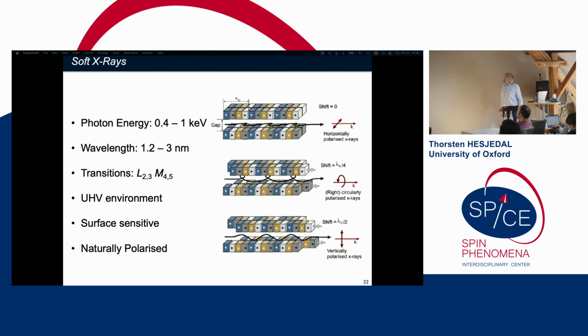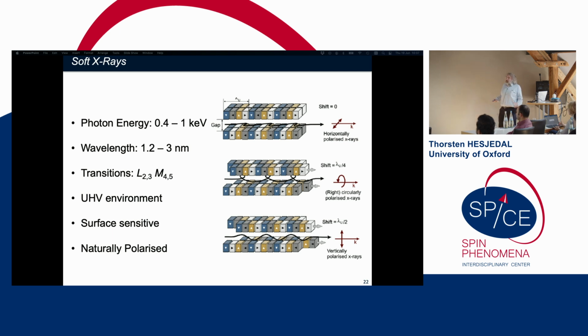Okay, and so we are using soft X-rays because we are looking at 3D systems. And so the energy range is less than a kilo electron volt. The wavelength, therefore, is between 1 and 3 nanometers. You can look at 3D systems, so at the L2, L3 edge, say, of iron, or you also can look at the M4, 5 edges of rare earth systems.